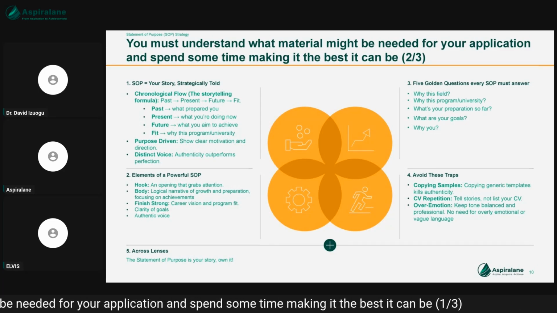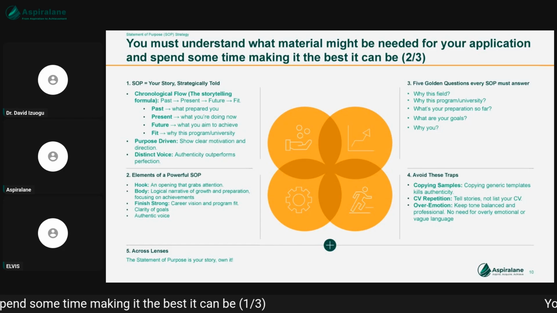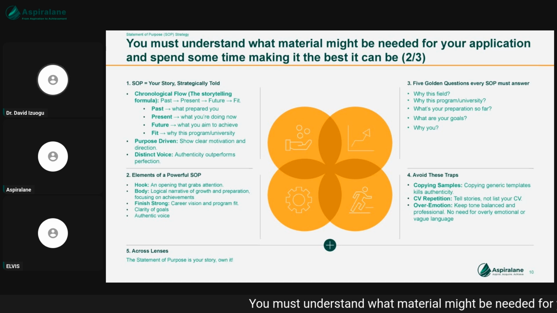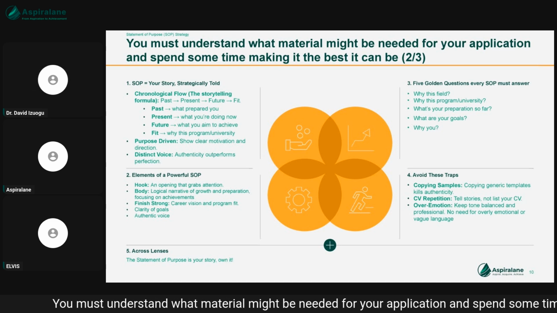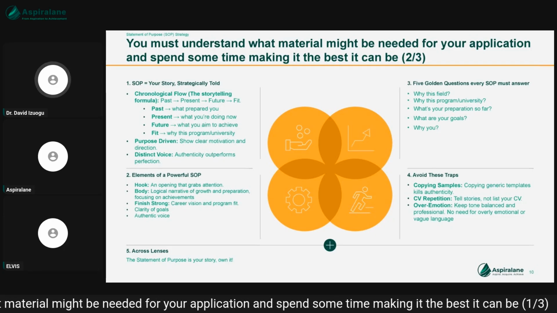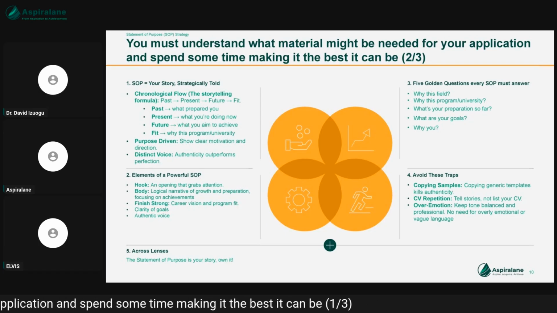All right. Now, just like we did for your CV, there are also some traps you need to avoid. There are a lot of them that people make, but we've selected just 3 here. The first is copying samples. Copying generic templates kills your own authenticity.